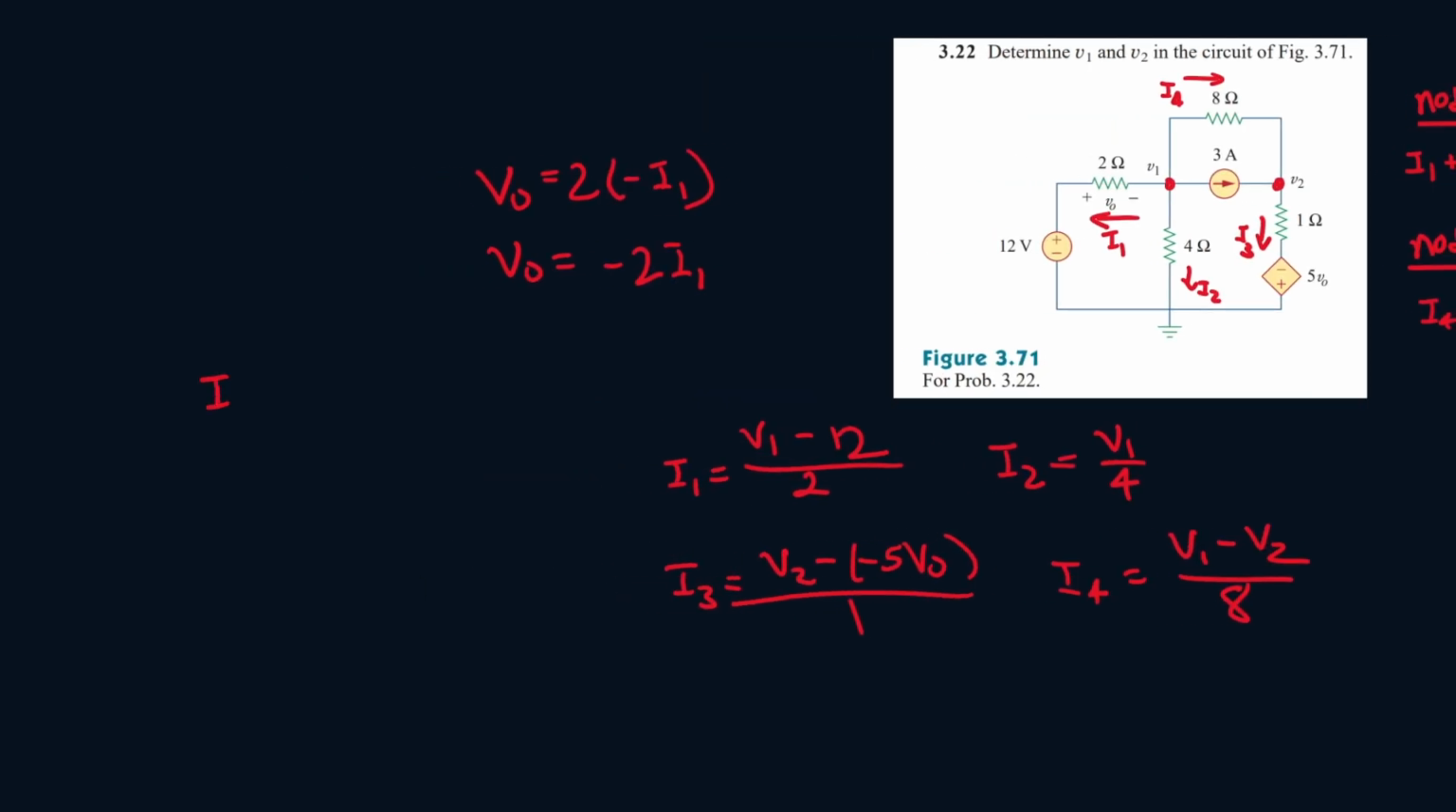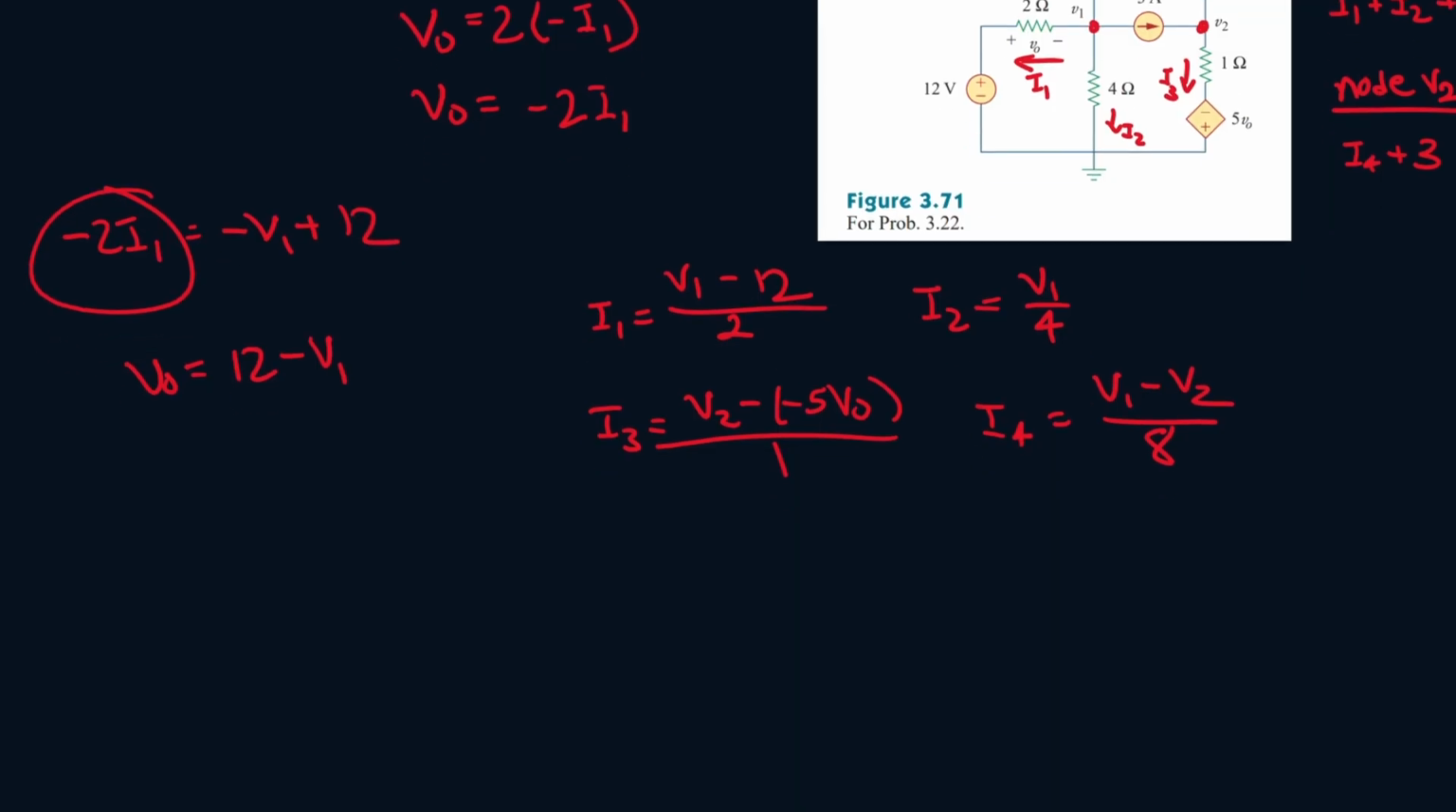Now let me put our attention to this equation. We see that I1 is equal to V1 minus 12 all over 2. What if we times both sides by 2? Alright, so we have V1 minus 12, and this is equal to 2I1, and then we times both sides by negative 1. So now we have minus 2I1 equals 12 minus V1. And look, we got a match here. Okay, so that means VO is equal to 12 minus V1.